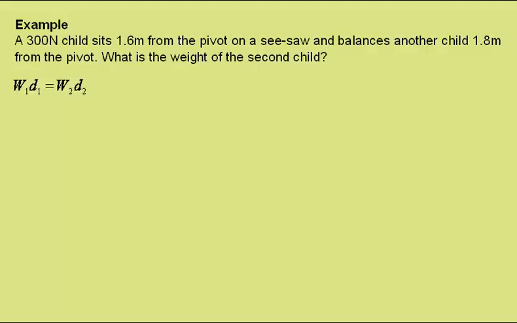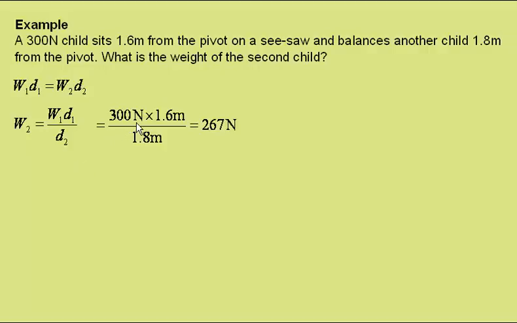Well, we've got our equation: weight 1 multiplied by distance 1 equals weight 2 multiplied by distance 2, and so we can rearrange for weight 2, the weight of the second child. Putting in the numbers, weight 1 was 300 newtons, distance 1 was 1.6 meters, and distance 2 was 1.8 meters, giving the weight of the second child as 267 newtons. A quick check: they are further from the pivot and so must weigh less, and in this case they do weigh less than the 300 newtons of the first child.